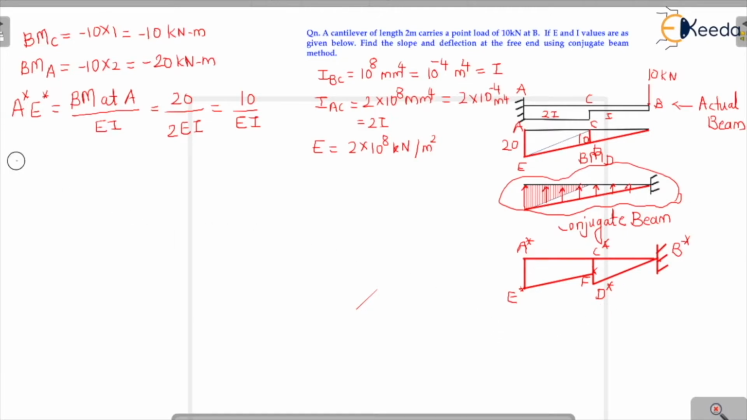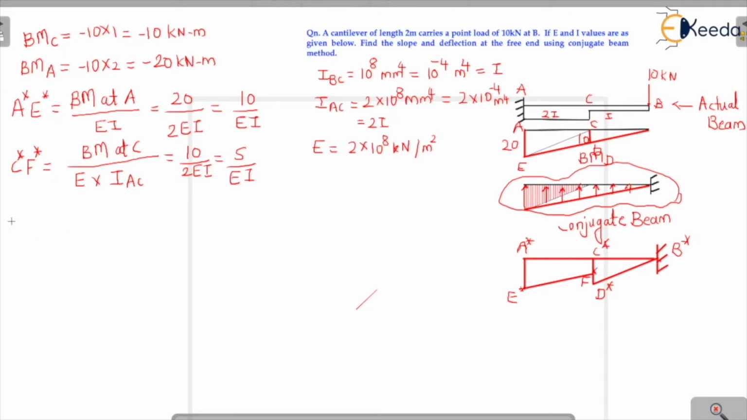So let us see the ordinates C star, F star. For C star, F star, we will be considering the bending moment at C divided by E into I at AC. So what is the bending moment at C? Bending moment at C at this point is 10. 10 by 2EI. So we get it here as 5 by EI, C star F star for this purpose.